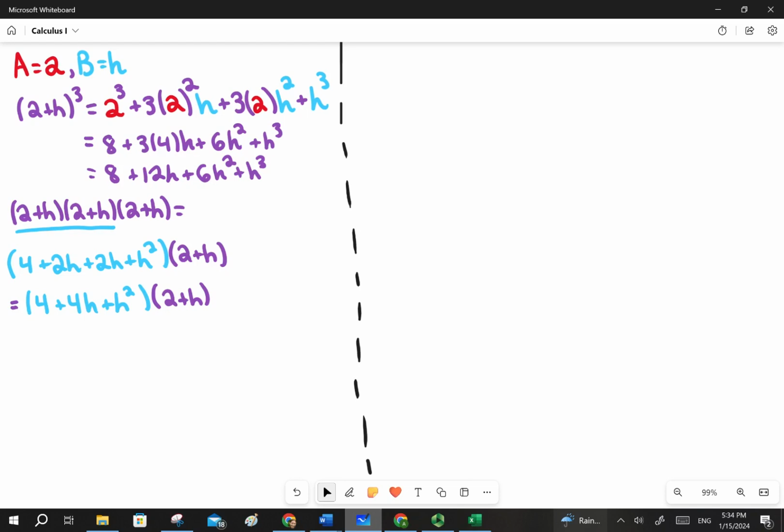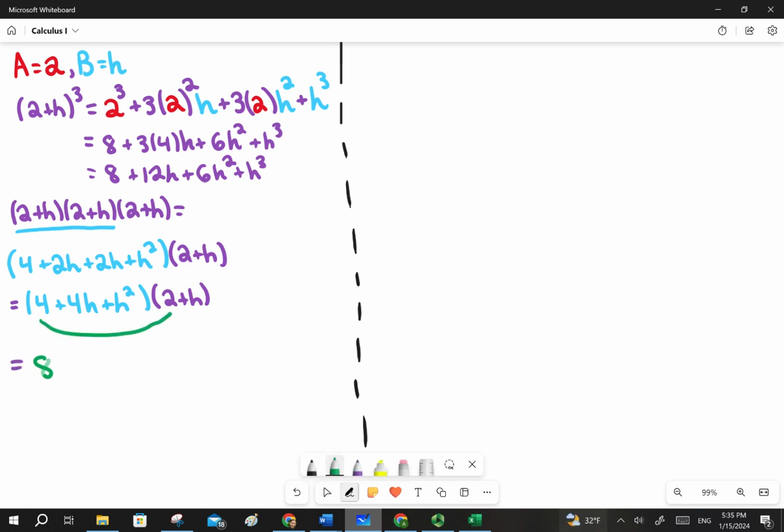There's no special mnemonic device for multiplying a binomial by a trinomial. I like to just draw arcs to make sure I multiply each term from one polynomial by each term of the other polynomial, but I've also seen people create a grid with one of the polynomials on each side to keep track of all the different subproducts. Either way, when we multiply 4 plus 4h plus h squared times 2 plus h, we should get 6 terms, since the first polynomial has 3 terms and the second has 2 terms, and 3 times 2 equals 6.